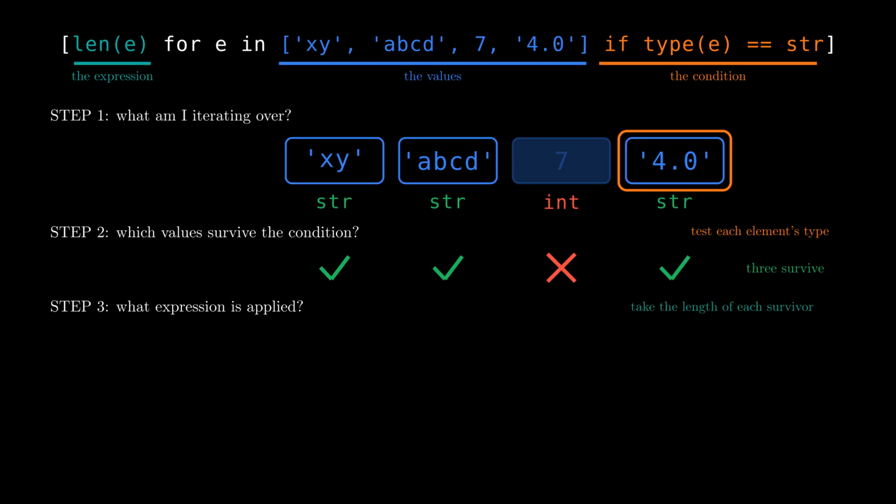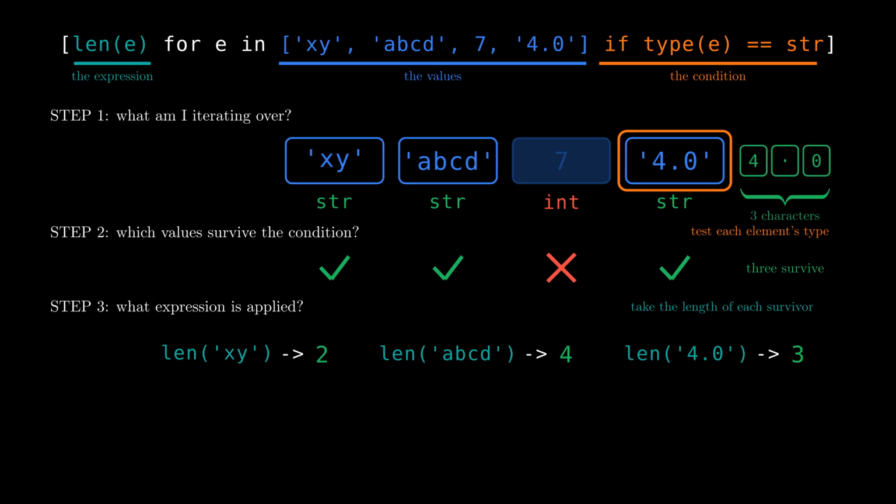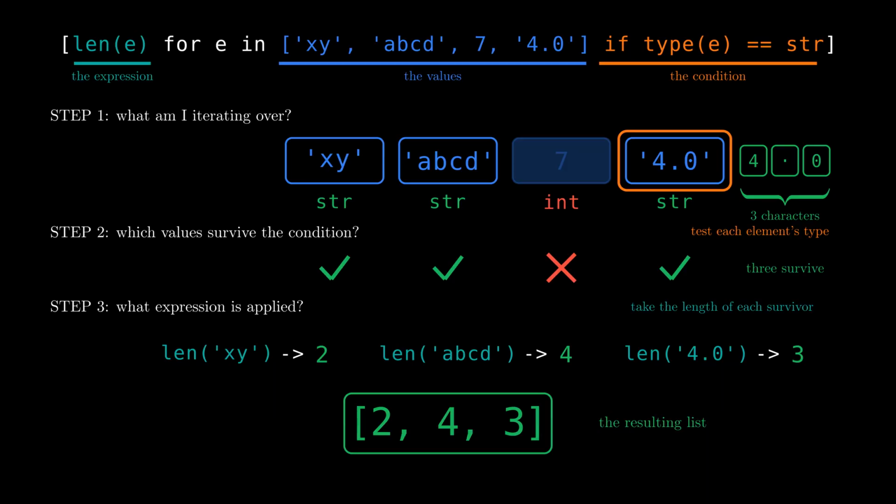Step 3. What expression am I applying to each survivor, and what's the result? The expression at the front is the length function, so I take the length of each surviving string. XY has length 2, the string ABCD has length 4, and the string 4.0 has 3 characters, the 4, the dot, and the 0, so its length is 3. The result is the list 2, 4, 3.